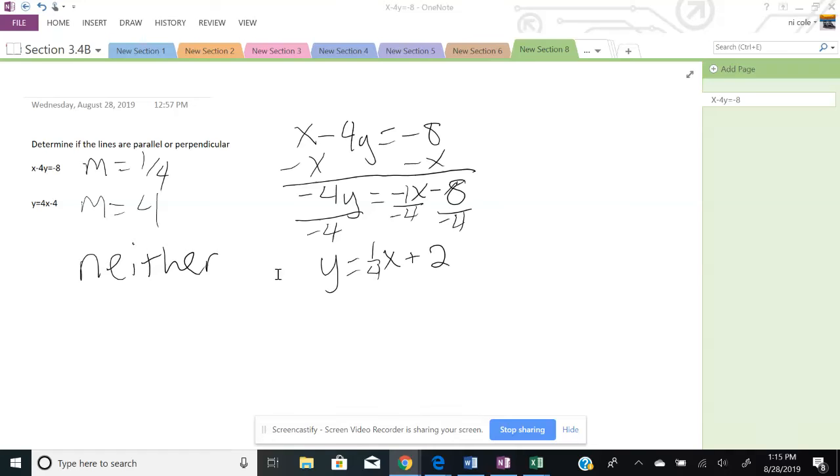All right, let's just finish this particular problem off. So again, I was talking about the 1/4 and the 4. They are reciprocals, but they aren't negative reciprocals, so they're not perpendicular. 1/4 is not 4, so that makes them not parallel. Therefore, it makes your final answer neither.